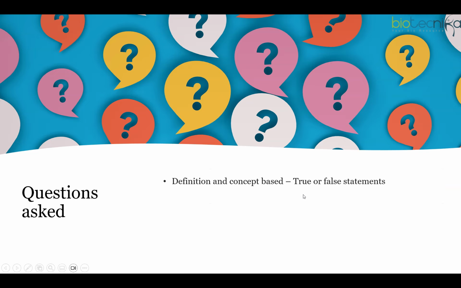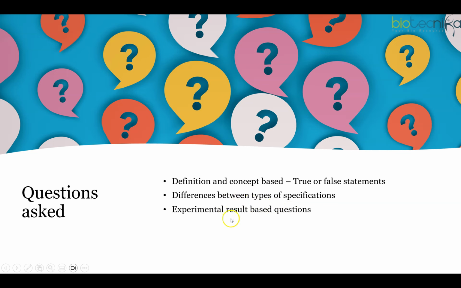Okay. What are the questions asked from here? As I said, you will get definition and concept based, most of which are true or false statements, right? And differences between the types of specifications. In autonomous, how the cells get their cell fate. In conditional, how they get their cell fate. If you remove a small part of the embryo from autonomous, then what will be the result? If you remove a small part in conditional development organism, what will be the result? So all these combinations and methods you should study, and especially experimental result based questions.